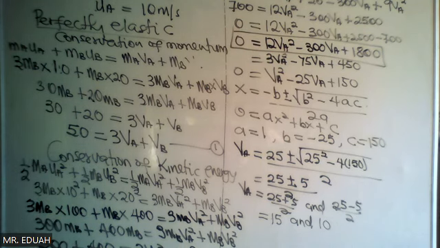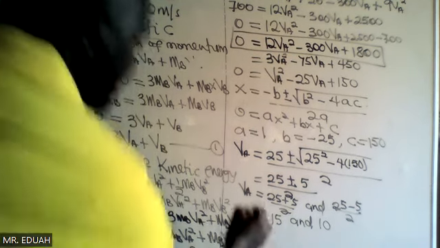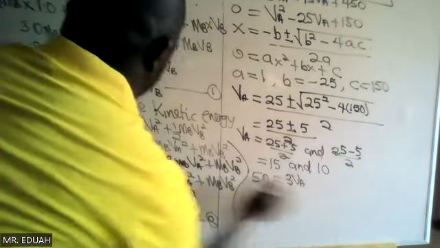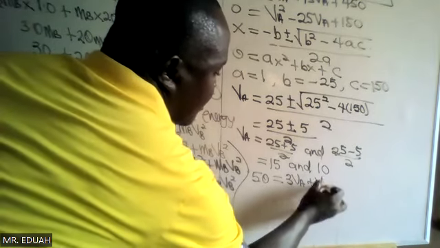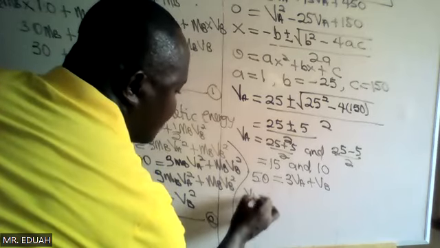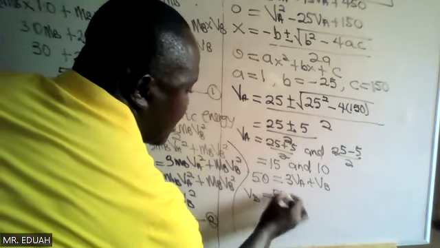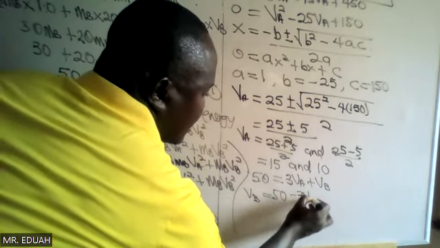So if you found VA, let's find VB. We can get VB using the linear equation. We had 50 is equal to 3VA plus VB. So making VB the subject, you have 50 minus 3VA.